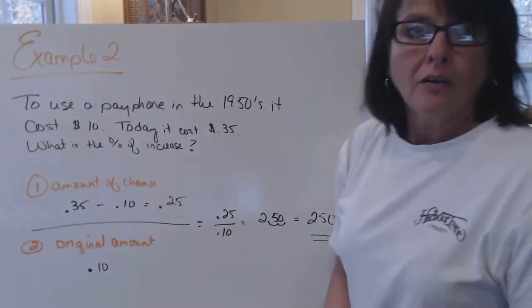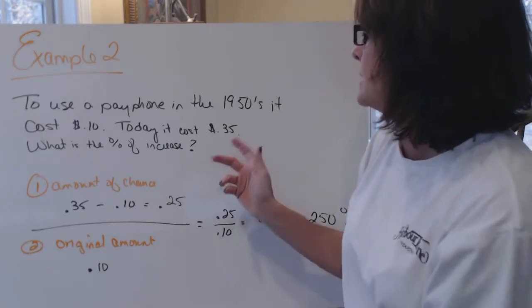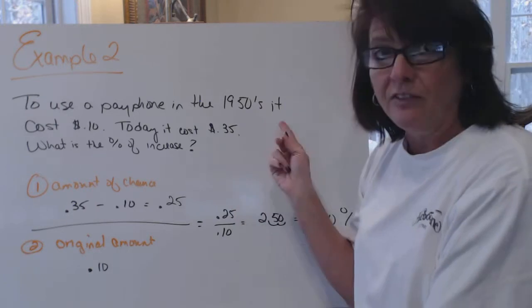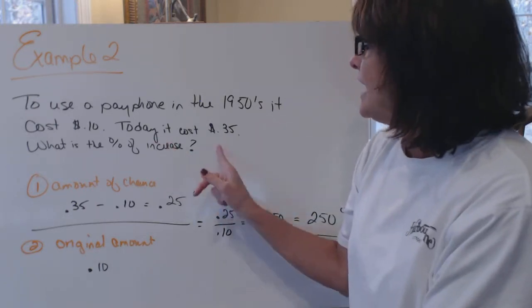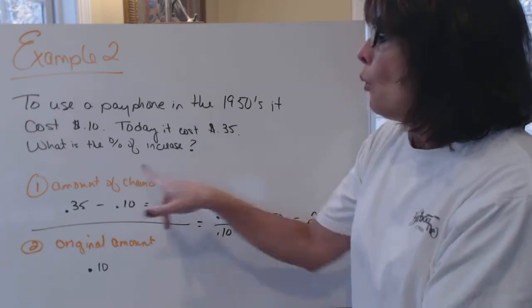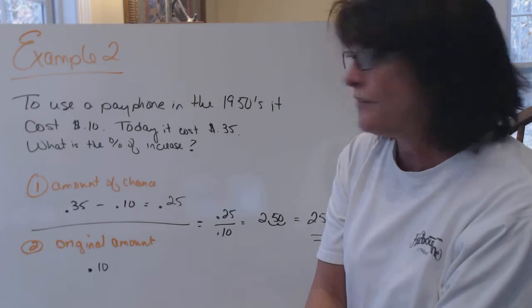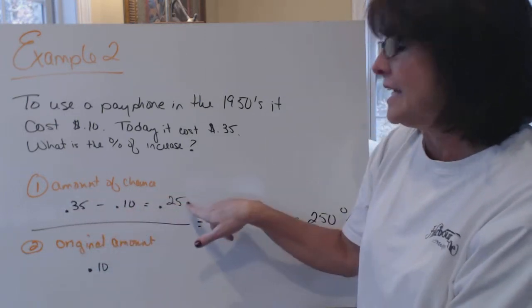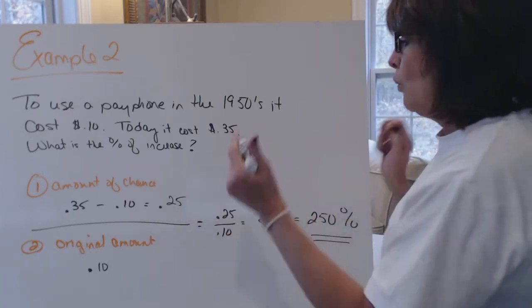All right, now this is going to talk about something you've probably never seen before, but hey, it's an example. To use a payphone in the 1950s, that's even before I was born, it cost 10 cents. Today, it costs 35 cents. What is the percent of increase? Okay, first thing we have to do, find the amount of change. 35 minus 10 is 25 cents. It went up.